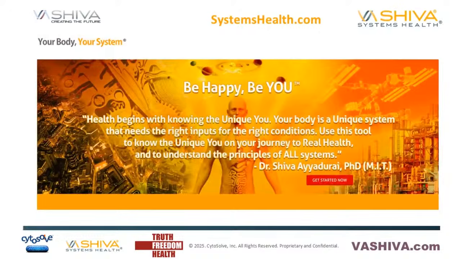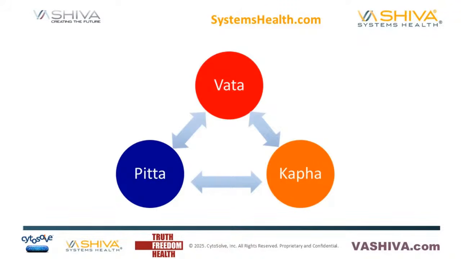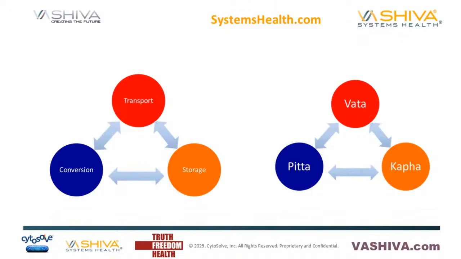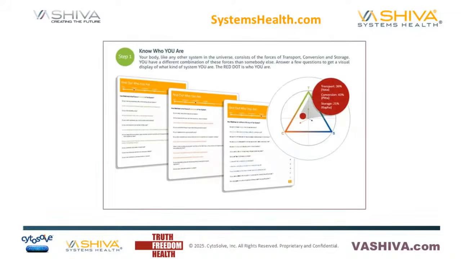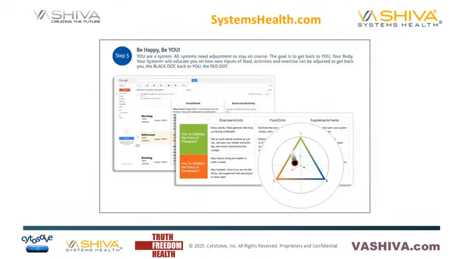The other piece is the tool that we've created called Your Body, Your System, which integrates engineering systems science with Eastern Systems of Medicine and reveals a very powerful way to understand if it's right for you. You can use Your Body, Your System to understand what kind of system you are, whether your system's off course, and how you bring your body back to you. So if you want to find if Tinospora cordifolia is right for you, first of all, if your body is here, when you take these questions, a red dot will move to different points, and it'll give the amount of transport, conversion, and storage you have.